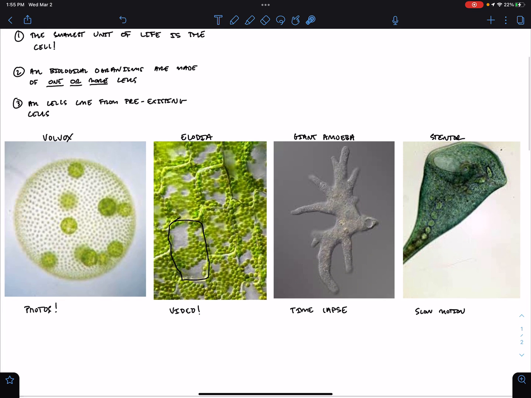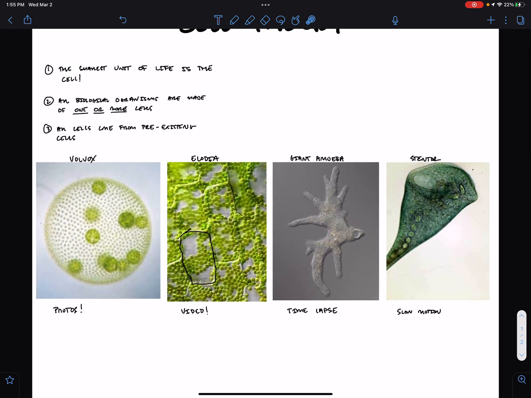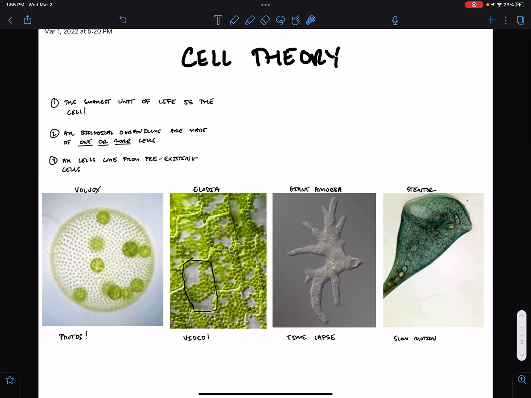Okay, so that's what we're going to be doing in class tomorrow. Make sure that you can recognize each of these different organisms, and you know what you're taking photos of, what you're taking videos of, what you're taking time lapses of, and what you're taking slow motion videos of. And that is all. Boom. Less than 10 minutes.